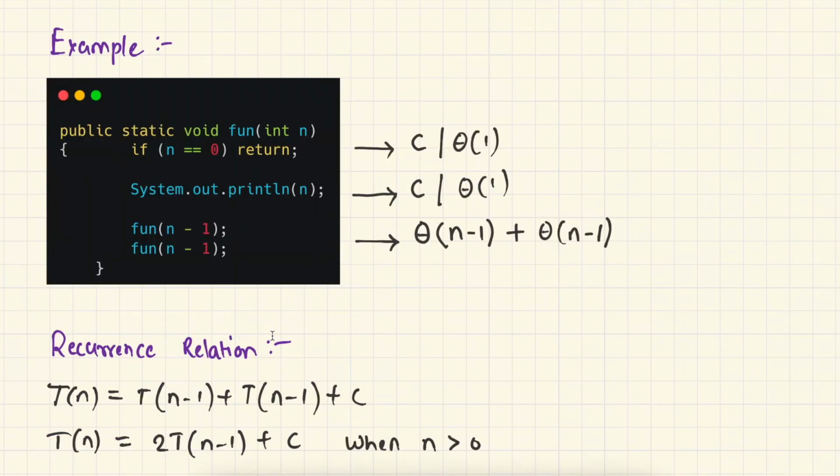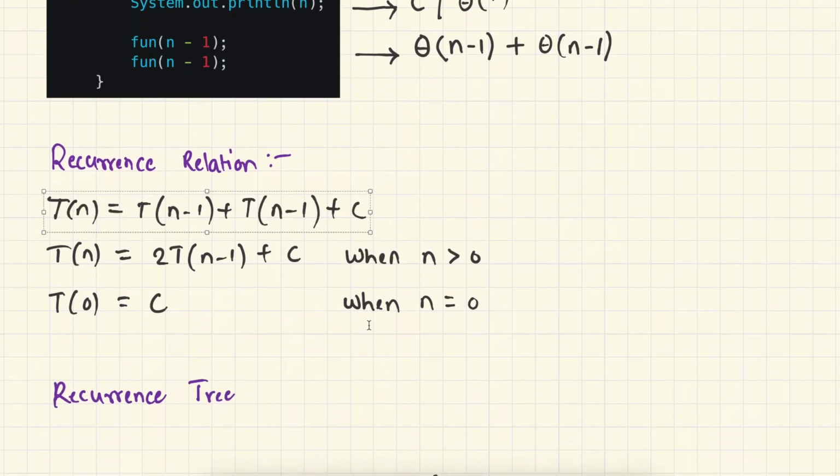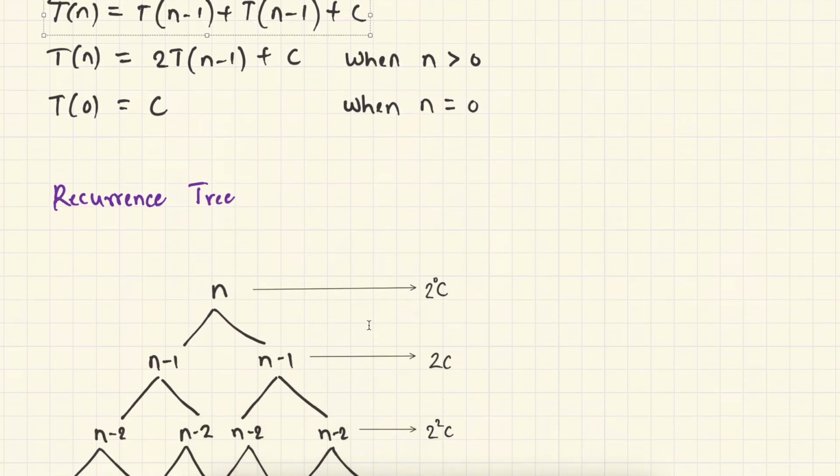Now let's see this example. In this example, we are doing a constant amount of work, and then this function is making recursive calls to itself by reducing the input by 1. So the recurrence relation of this function is T(n) = T(n-1) + T(n-1) + c. Now let's try to construct the recurrence tree of this recursive function.